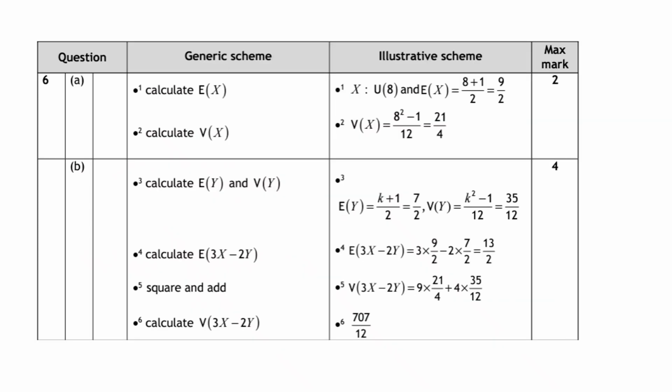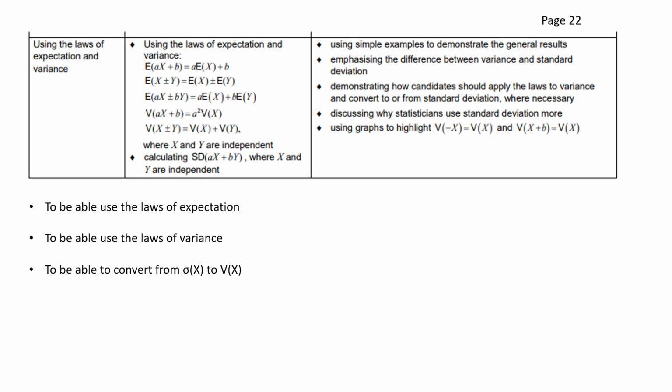Here's a marking scheme for the question. So E of x was 4.5, V of x was 5.25, E of y was 3.5, and V of y was 2.917. And then we have 6.5 for the first answer and 58.92 for the variance. That's the end of the lesson.